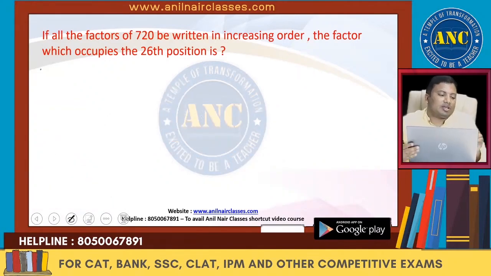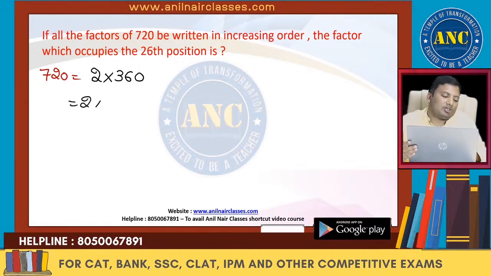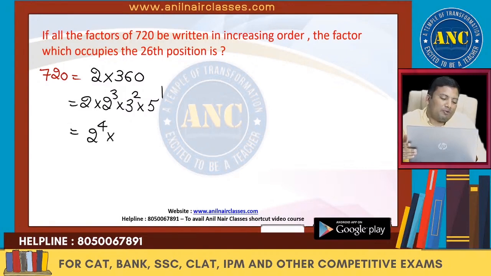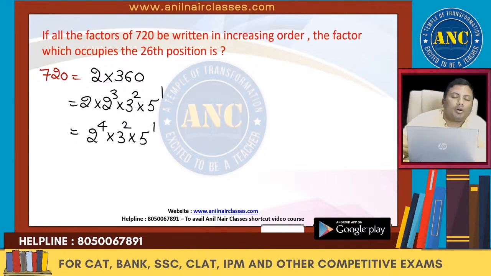Now let us write. Suppose it is 720. 720 is 2 into 360. 360 is 2 cube into 3 square into 5 power 1. 8 9s are 72, 72 5s are 360. So it is 2 power 4 into 3 square into 5 power 1.